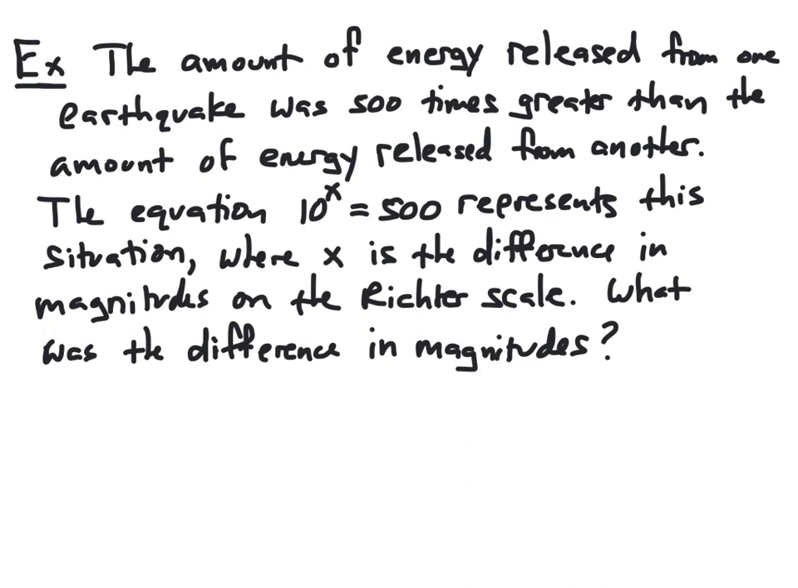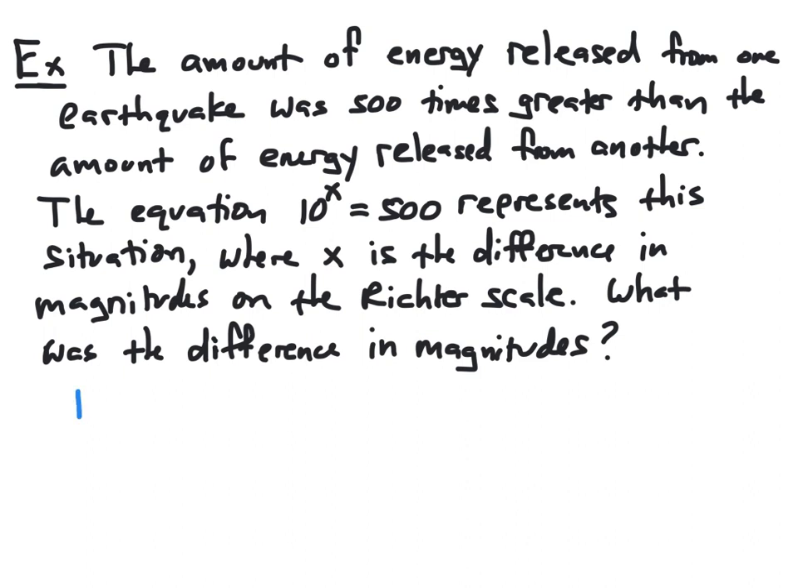The equation 10 to the x equals 500 represents a situation where x is the difference in magnitudes on the Richter scale. So behind the scenes for this equation 10 to the x equals 500, we have a Richter scale calculation going on. The question that we'd like to determine is what the difference in magnitudes in the Richter scale actually is. That is, in other words, find the value of x.